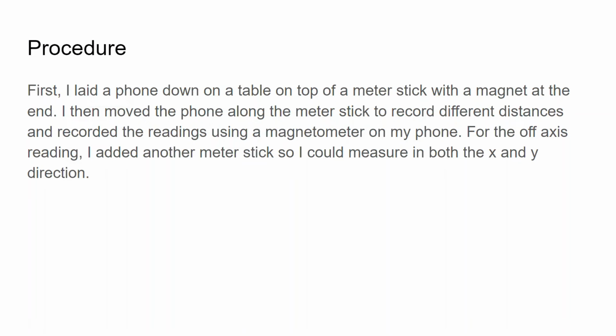So for this lab, first I laid my phone down on a table on top of a meter stick with a magnet at the end. I then moved the phone along the meter stick to record different distances and recorded the readings using a magnetometer on my phone. For the off-axis reading, I added another meter stick so that I can measure in both x and y directions and repeated the same steps.